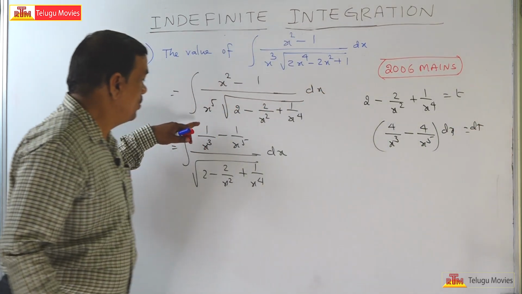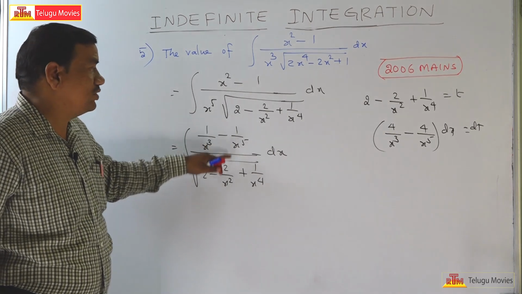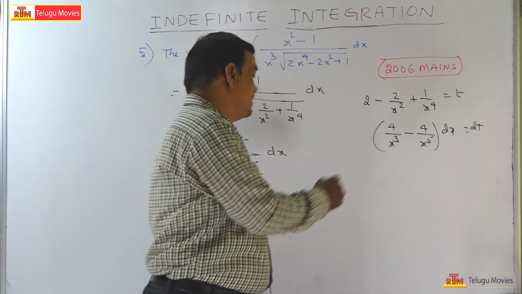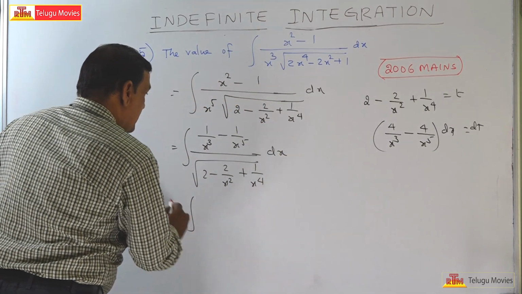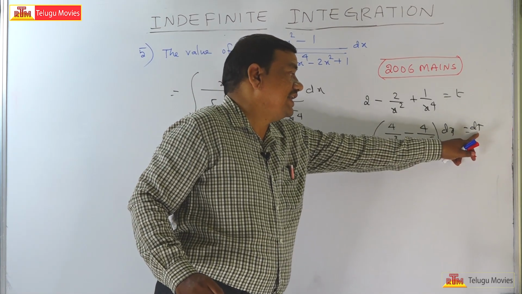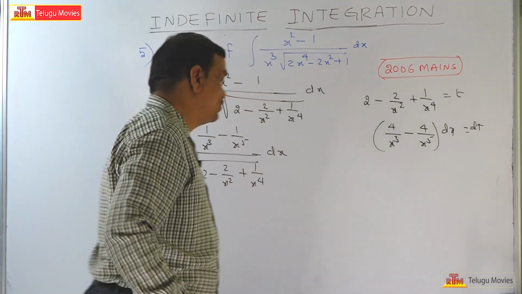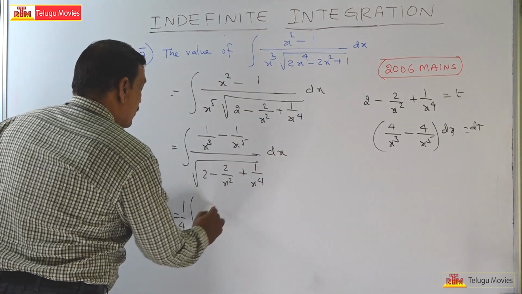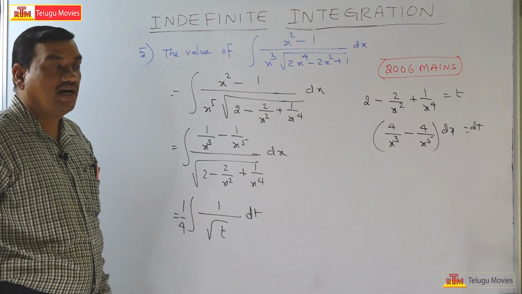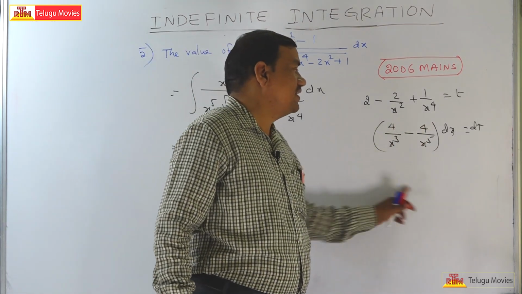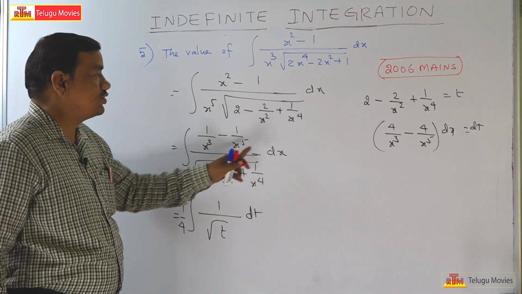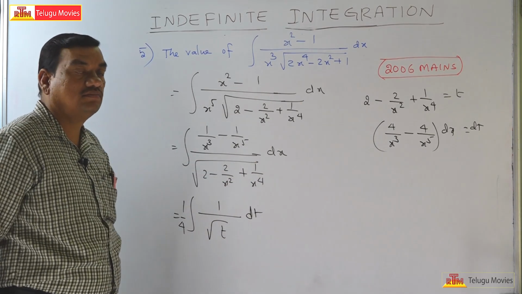See here, 1 by x cube minus 1 by x to the power of 5 dx. So, this whole thing is nothing but dt, of course you have to divide by 4. So, that is equal to 1 by 4 of integral of 1 by root 2 t dt. Here I have taken 4 common outside, taken that side, dt by 4, then 1 by x cube minus 1 by x to the power of 5. Got it or not? That's all.